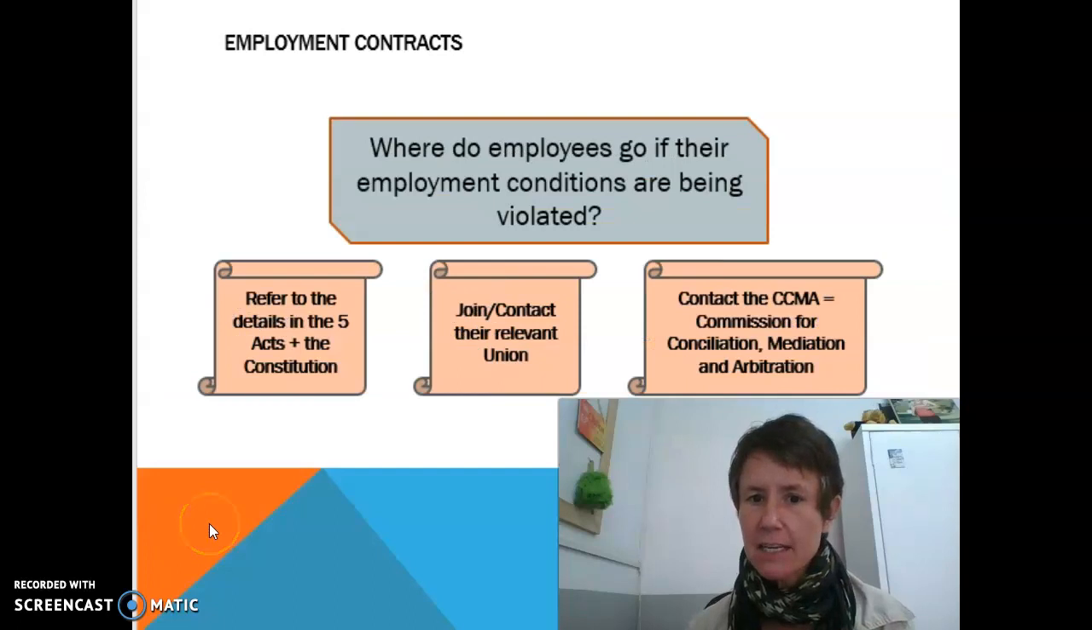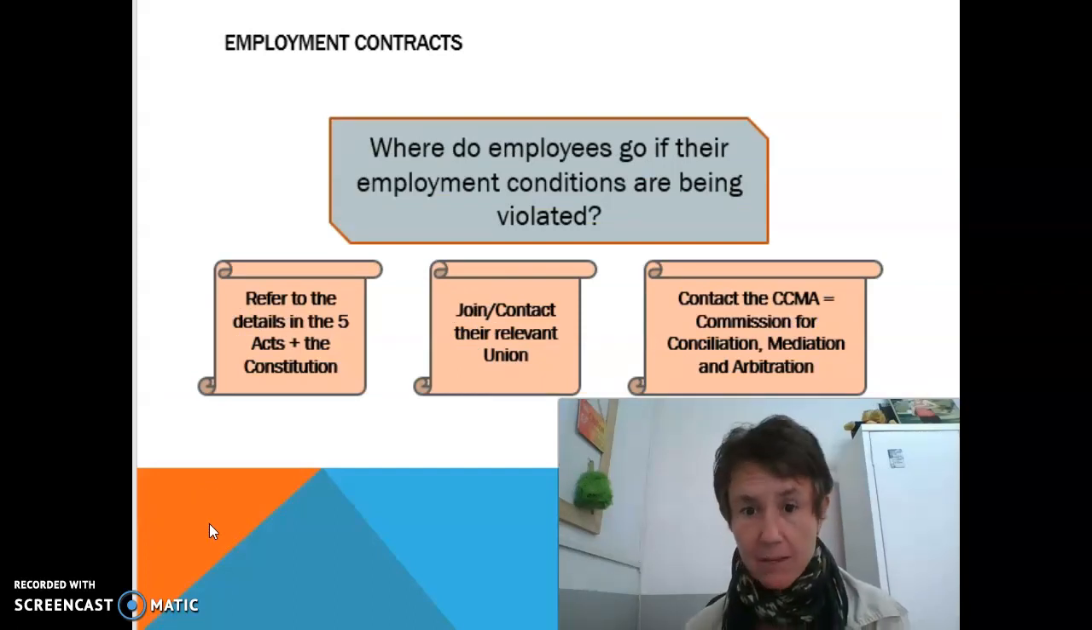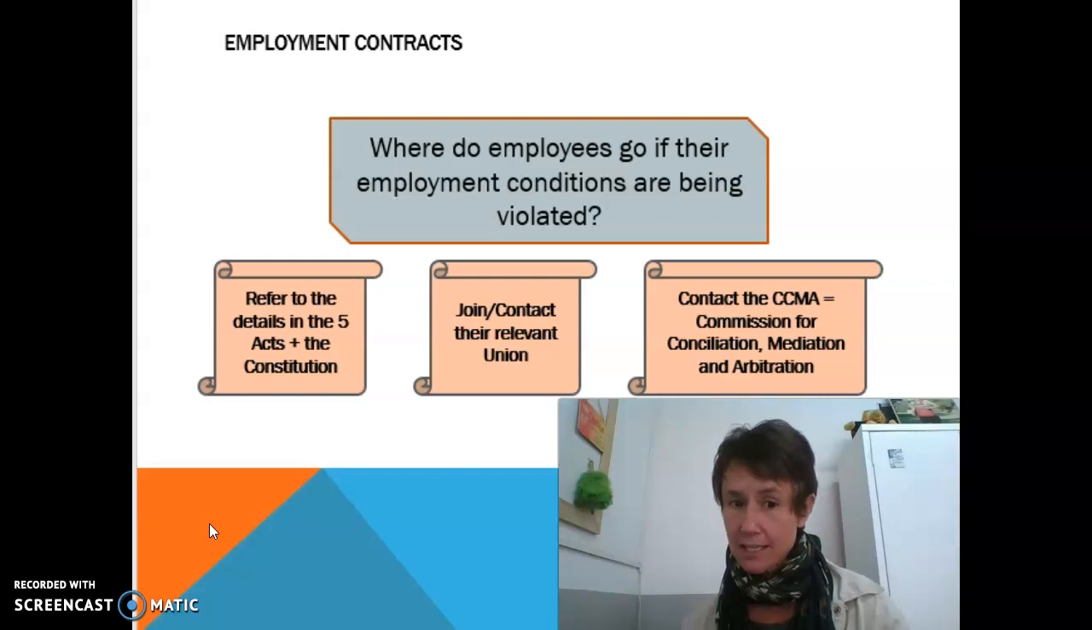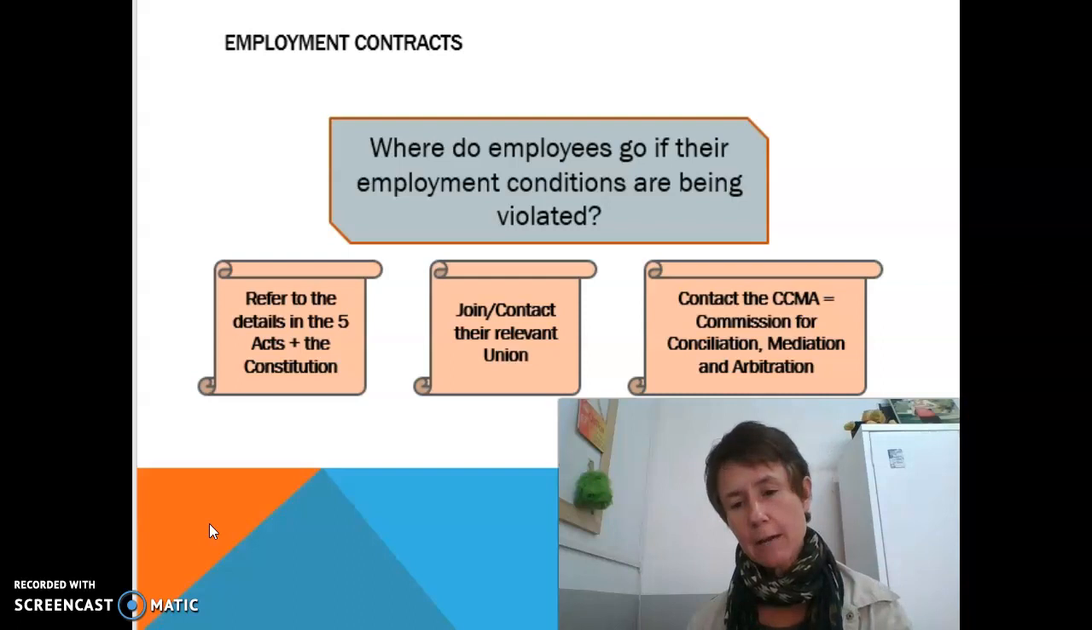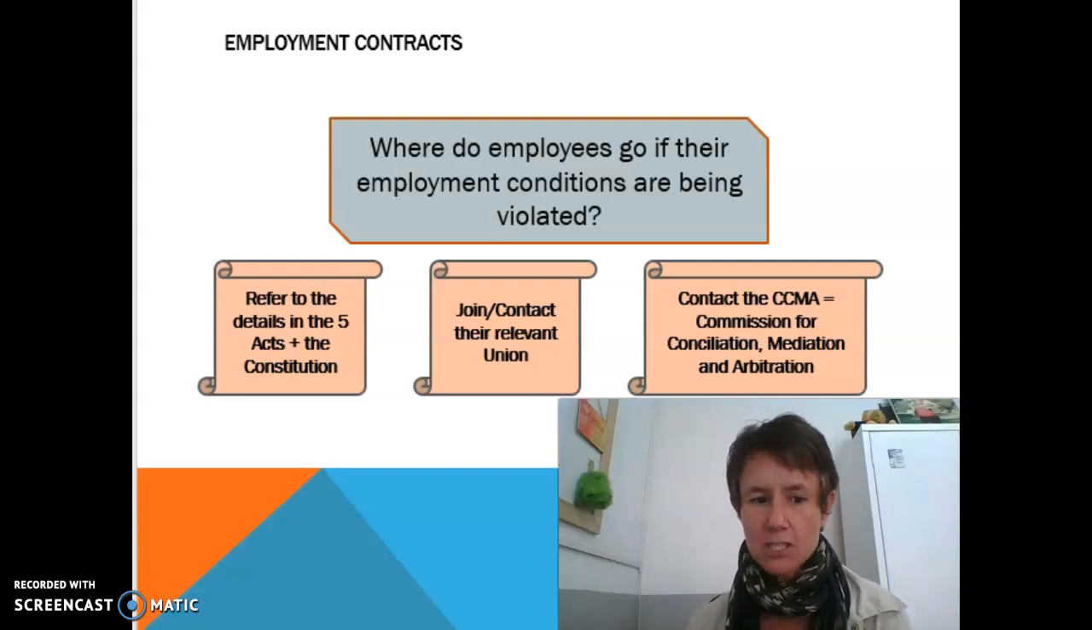And then lastly, where do employees go if the employment conditions are violated? So if I'm not getting paid what they said they would, right? I can go to all those 5 acts to see what my rights are. I can join a relevant trade union. And if I'm still not happy, I can then put in a claim at the CCMA, which stands for the Commission for Conciliation, Mediation and Arbitration.